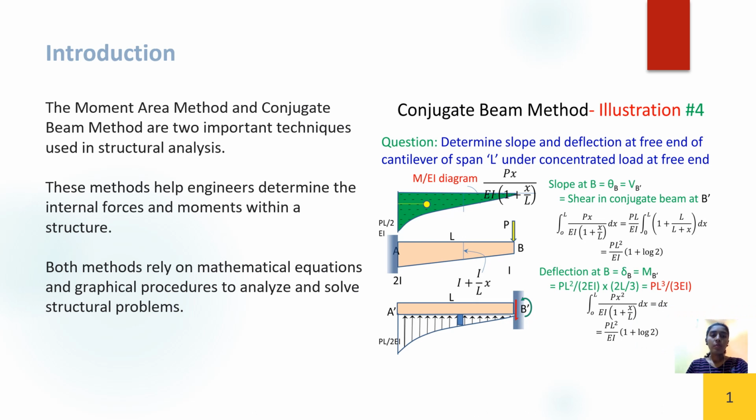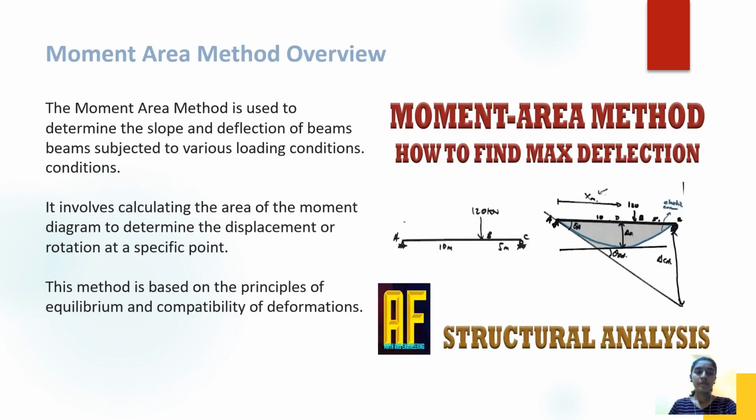Introduction. The moment area method and conjugate beam method are two important techniques used in structural analysis. These methods help engineers determine the internal forces and moments within a structure. Both methods rely on mathematical equations and graphical procedures to analyze and solve structural problems.